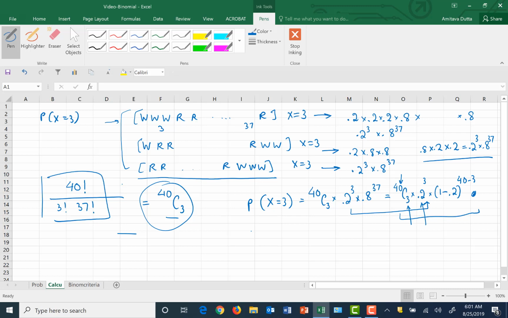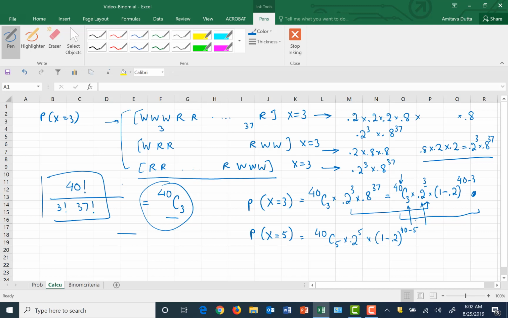Remember, the second question was, what is the likelihood of exactly 5 students leaving, withdrawing from the course? So just mechanically replace the 3 by the 5. Wherever you see 3, replace it by 5. So this is equal to 40C5 times 0.2 to the 5. Remember, I'm replacing the 3 by the 5, times 1 minus 0.2 to the 40 minus 5.